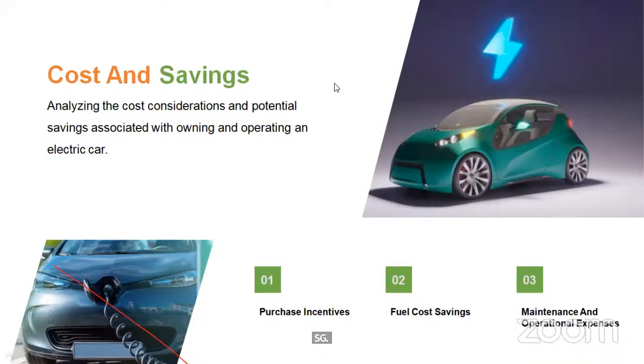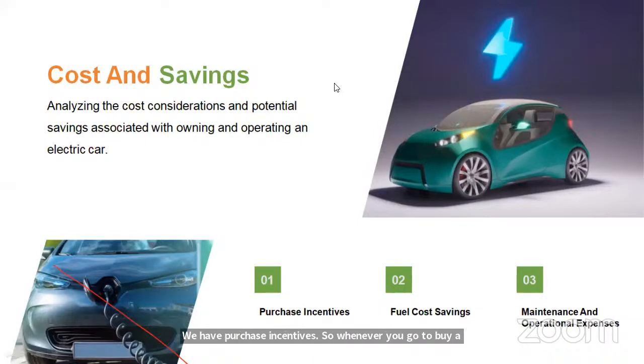So let's move forward. Apart from this running cost, we have a few other benefits compared to an electric vehicle. In an electric vehicle, we have purchase incentives. Whenever you go to buy an electric vehicle, the government gives you extra incentives for this electric vehicle application.